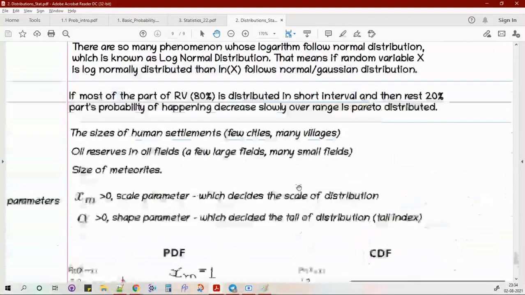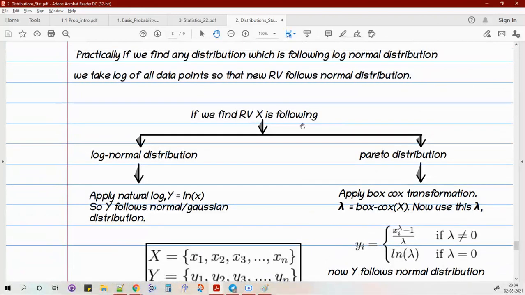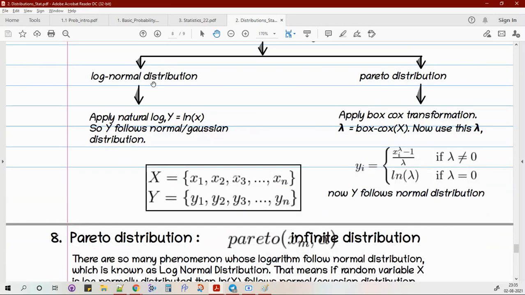Okay, now let's come to the last topic: how to find what distribution this random variable x is following. If it is following a log normal distribution, then how do we test it? How do we find out it is following log normal?